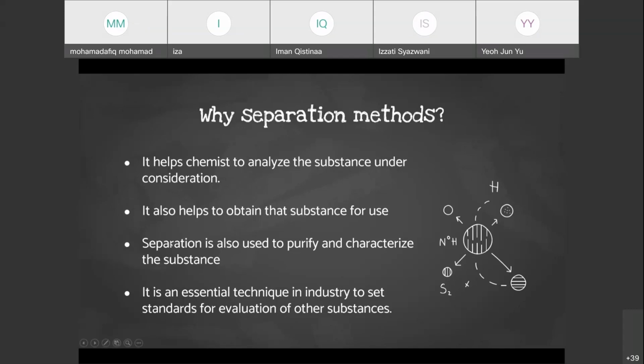And then the second one is that it also helps to obtain the substance for use. For example here, we want to create an anti-diabetic medicine from a plant. From the separation method, we can apply that particular technique to obtain that particular compound that can help to reduce diabetes, to solve the problem of diabetes. Separation is also used to purify and characterize the substance. For example, you have done the extraction and the oil has a multiple mixture, but because it's not really pure, you want to purify it, so you can use the separation method.